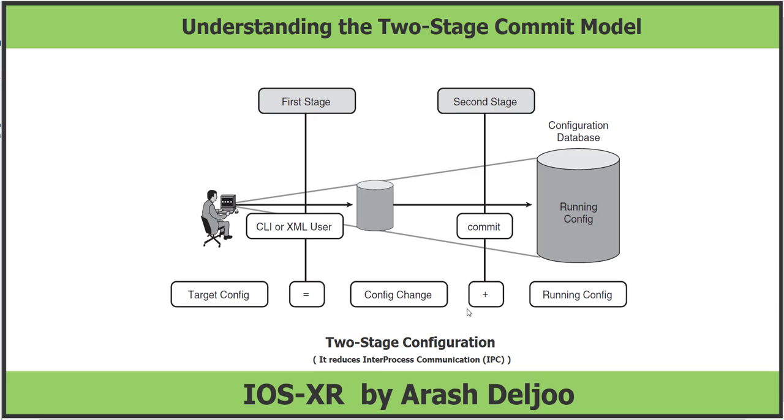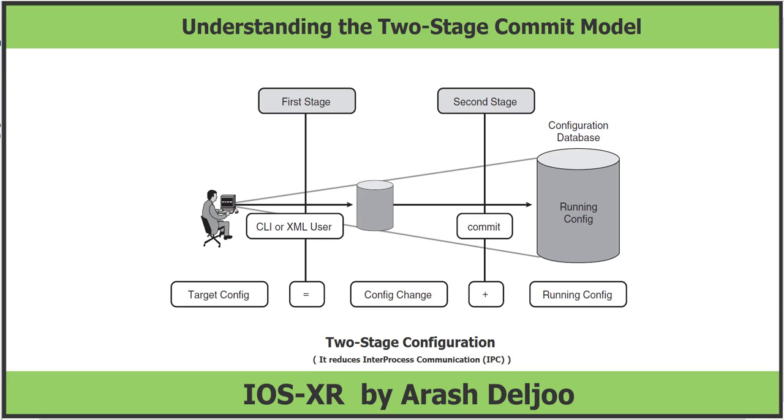But don't forget, when you are in the first stage, it means that you configure some of the features in the device, but it doesn't have any effect. After commit, you go to the second stage, and the configuration will be added to the running config, or configuration database, of the router. Again, let me emphasize that the target config in the device equals the config change plus the previous running config.